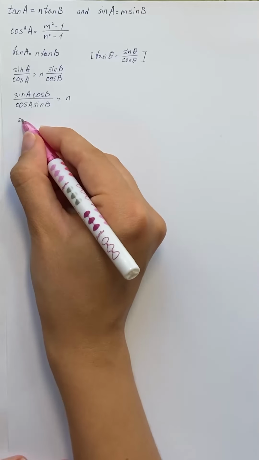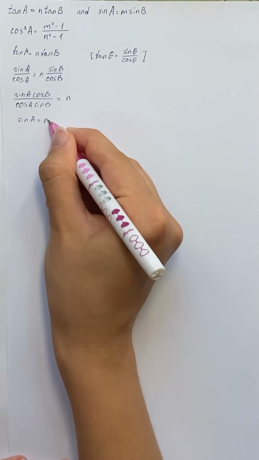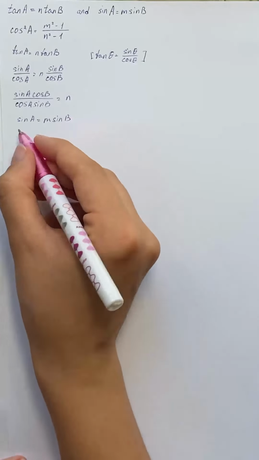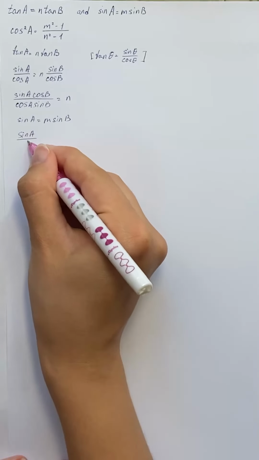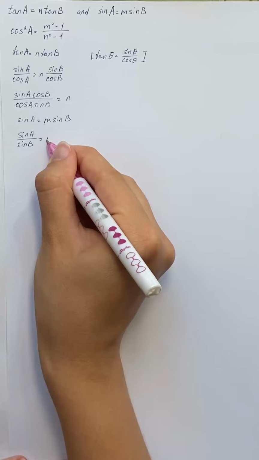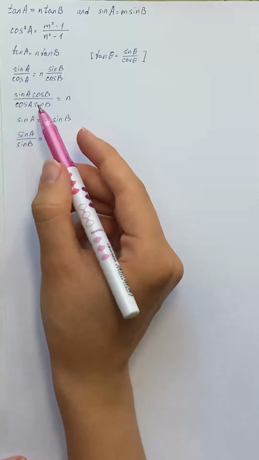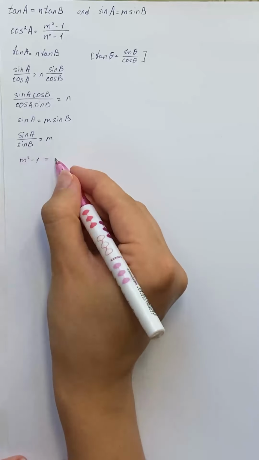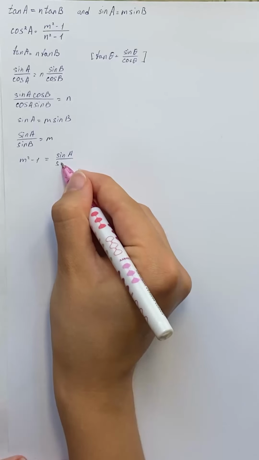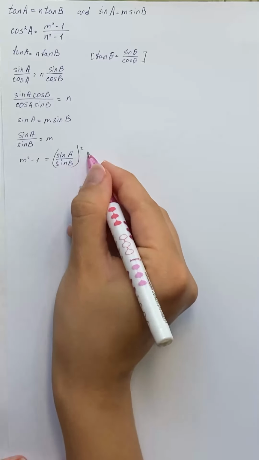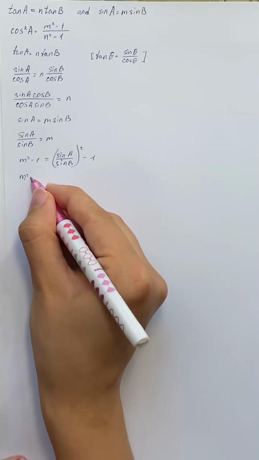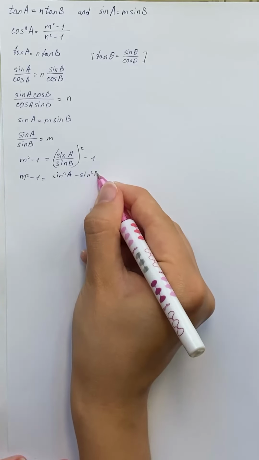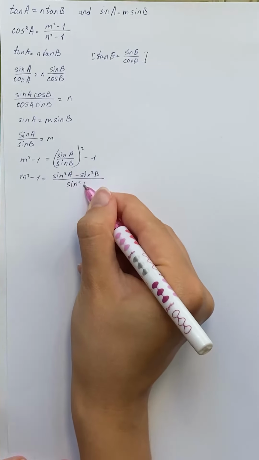Then we were given that sine of A equals m times sine of B. So we're going to divide both sides by sine of B and get sine of A over sine of B equals m. So at first we're going to find m squared minus 1, and we're going to substitute sine of A over sine of B, squared, minus 1, and we get that m squared minus 1 equals sine squared of A minus sine squared of B over sine squared of B.